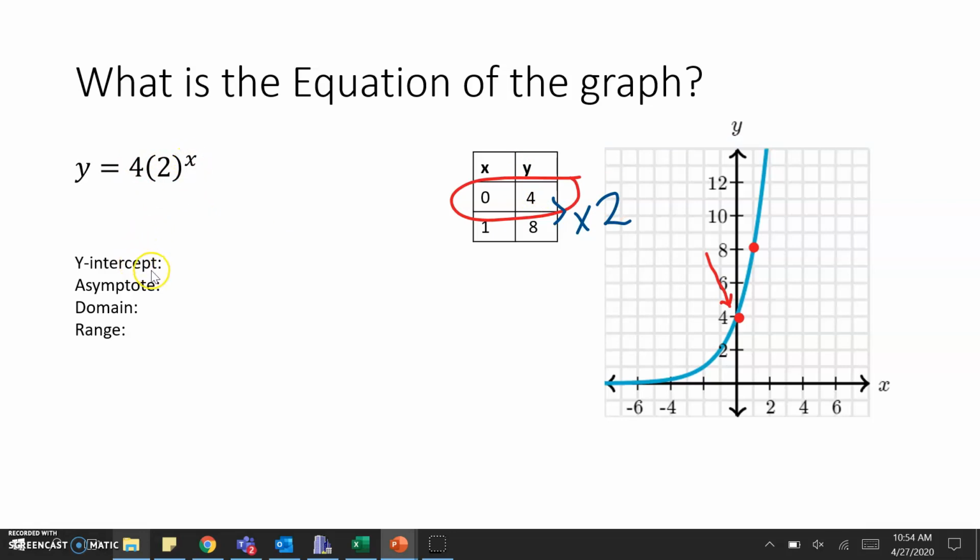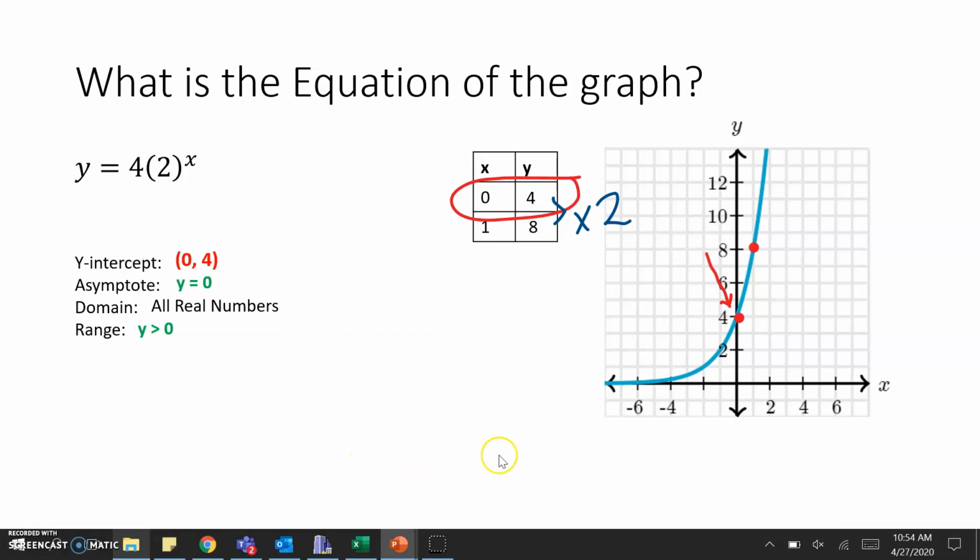Okay, and I'm going to fill out the other information just because I want us to get used to that. So the y-intercept is 4. The asymptote is still at the x-axis. The domain is still all real numbers. And the range is still all of the numbers above the asymptote. So y is greater than 0.